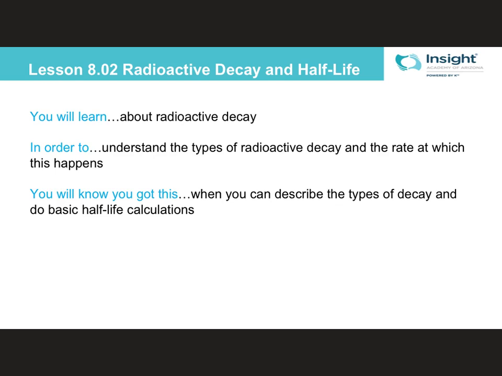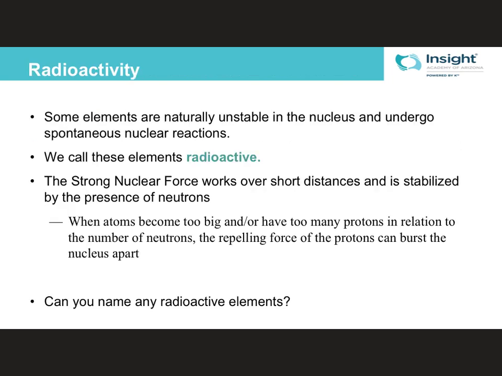Okay, so now that we know what nuclear chemistry is, let's talk about how this actually works. What happens when the nucleus breaks apart? There are many elements that are naturally unstable and regularly, automatically go through nuclear decay. They have unstable nuclei and will spontaneously react. We call those elements radioactive.